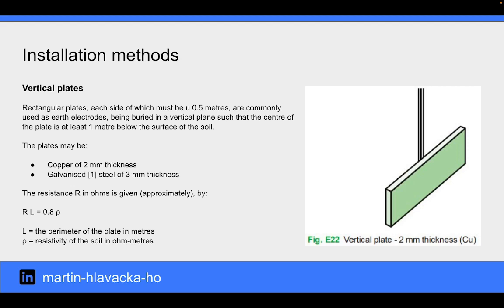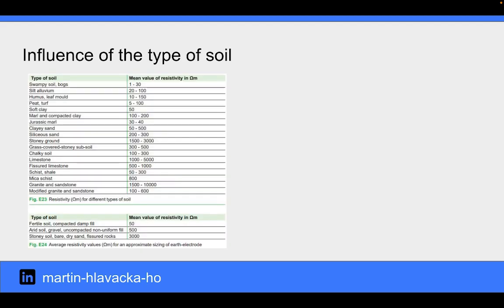Vertical plates are rectangular plates, each side of which must be equal to or greater than 0.5 meters, commonly used as earth electrodes, being buried in a vertical plane such that the center of the plate is at least 1 meter below the surface of the soil. The plates may be copper of 2 millimeters thickness or galvanized steel of 3 millimeters thickness. In this figure, you can see resistivity for different types of soil and average resistivity values for an approximate sizing of earth electrode.